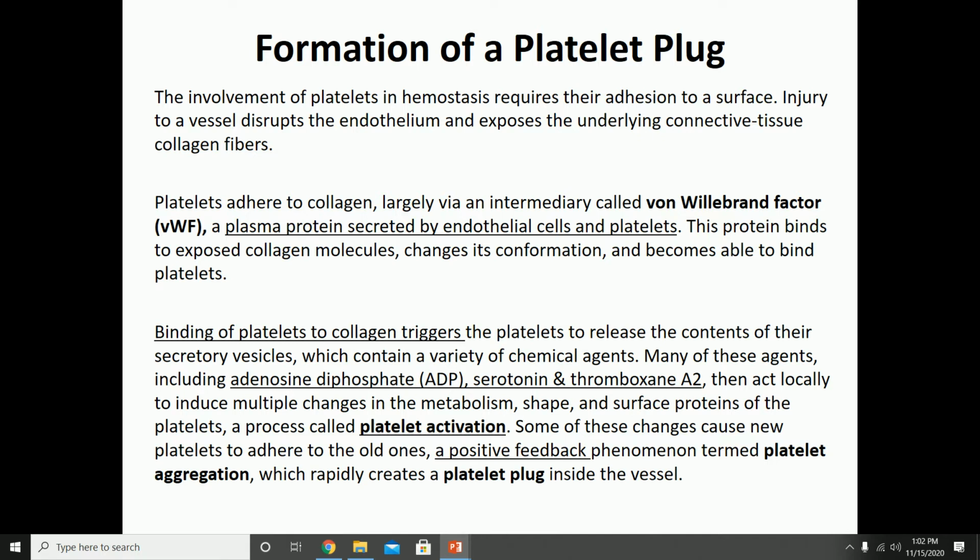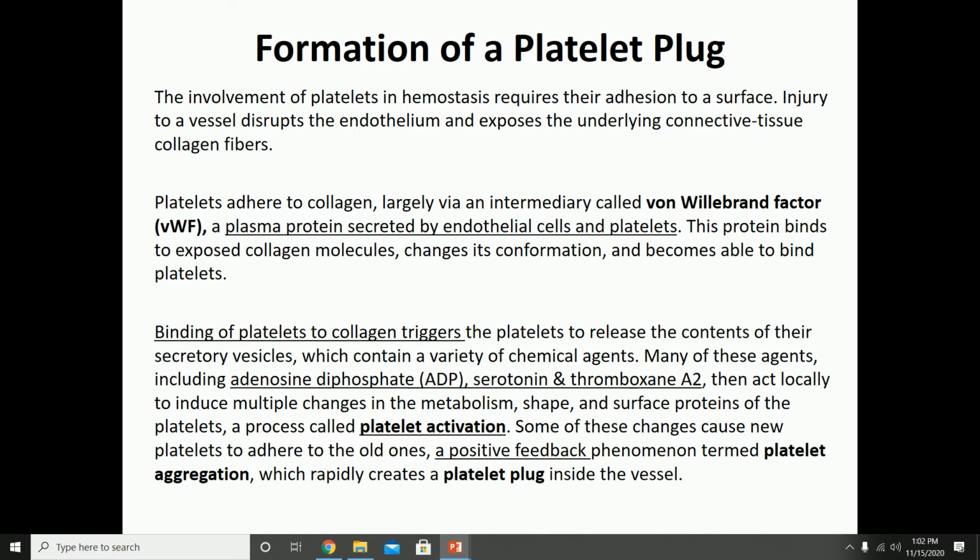The platelets are going to stick to a protein that is found underneath the endothelium, known as the von Willebrand factor. And then these platelets that just stuck to the endothelium are going to release chemicals from their vesicles.